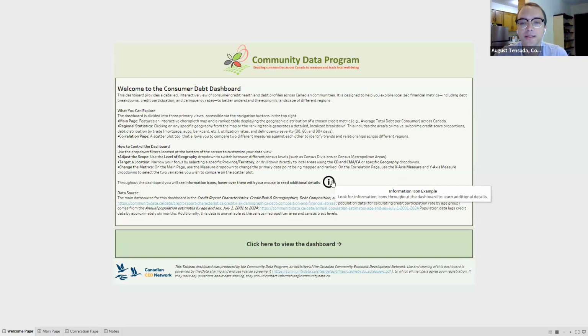This right here is an information icon. So whenever you hover over these information icons, you get a little pop-up that allows you to view more. If you're interested in the data source, you can click either of these hyperlinks. The first is to the TransUnion data, and then the second is to just some annual population estimates. These annual population estimates are used to calculate the credit participation rate. I'll go over that in more detail in a moment. So yeah, this is the welcome page, and then we can click this big button here to go to the dashboard.